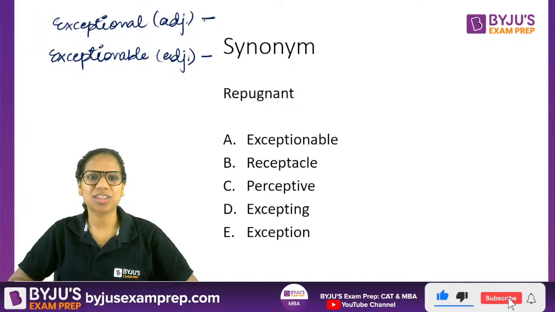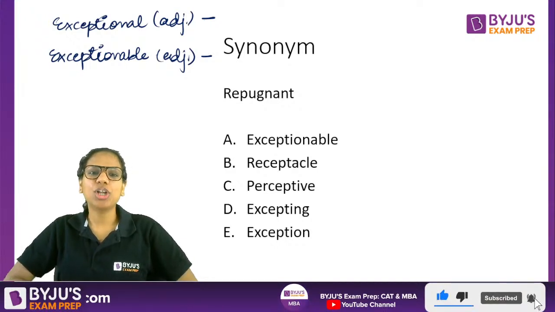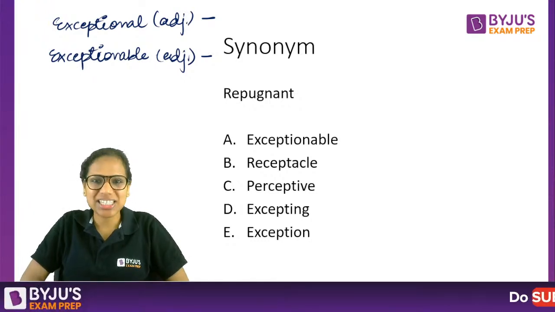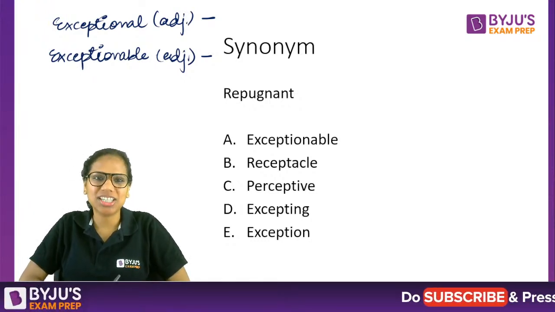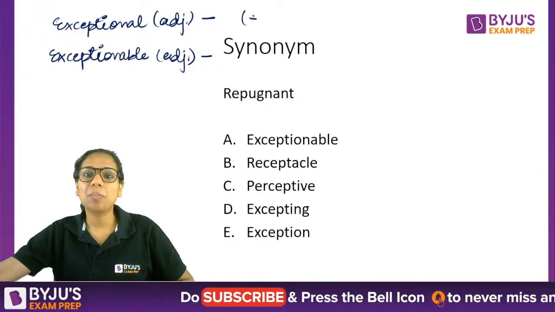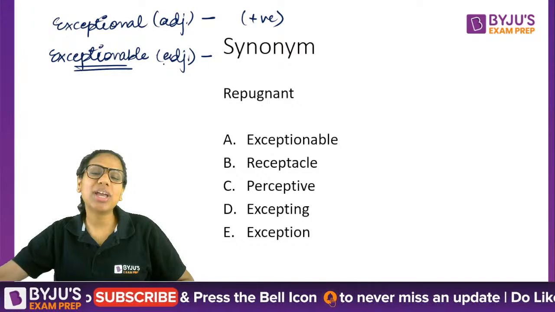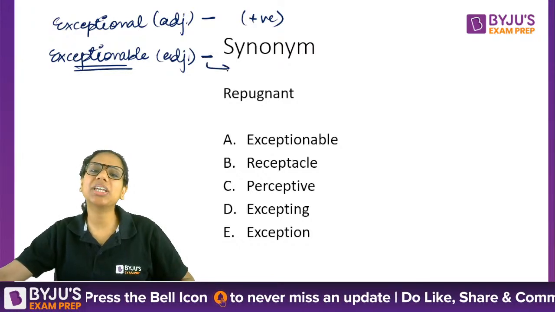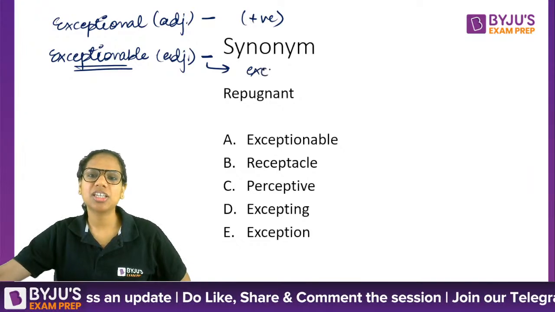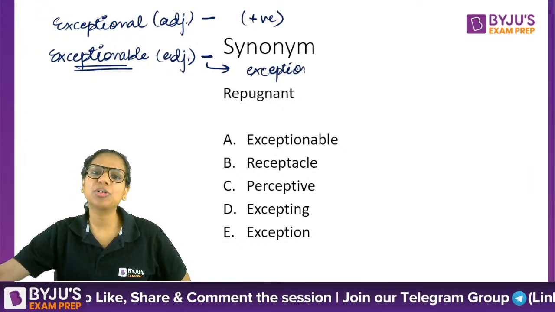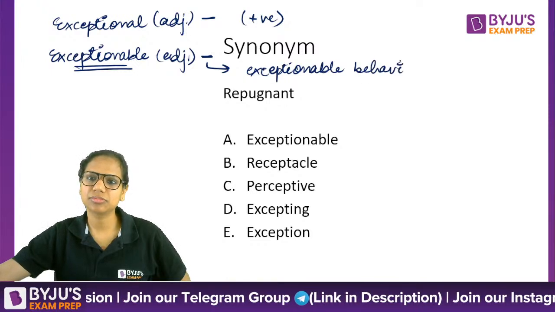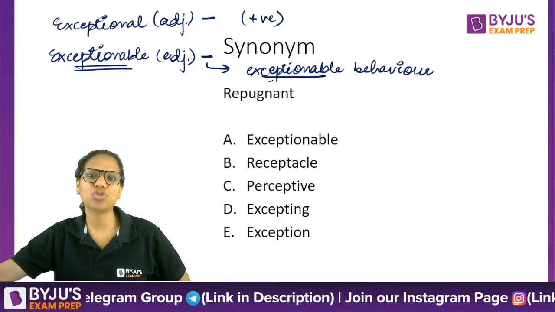If I call you an exceptional person, that means I am praising you. It's a positive word. That means you're outstanding, right? But if I call you exceptionable, if I find your behavior exceptionable, usually it's used with a person's behavior. If I say, that was exceptionable behavior, that was some exceptionable behavior.